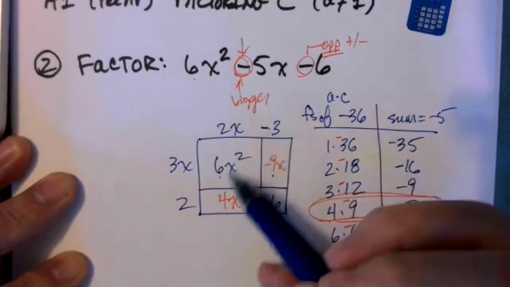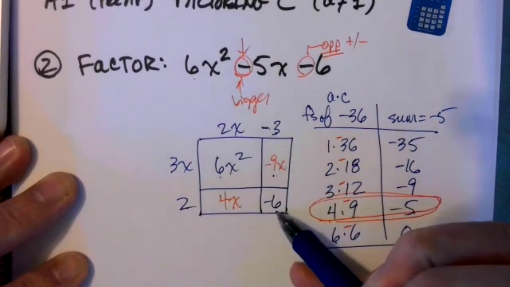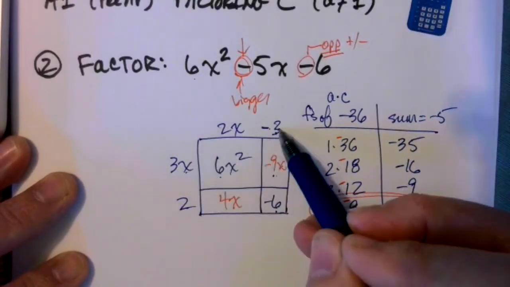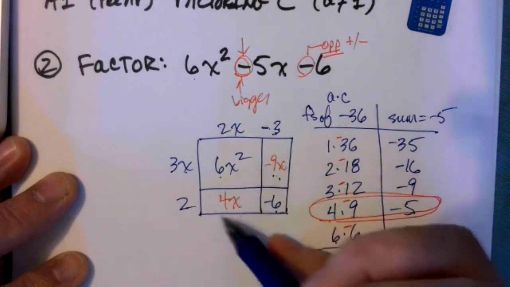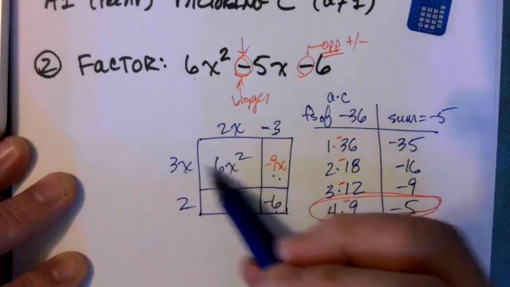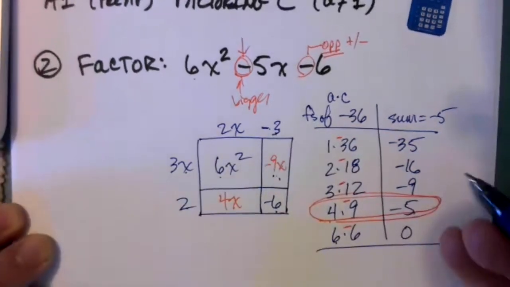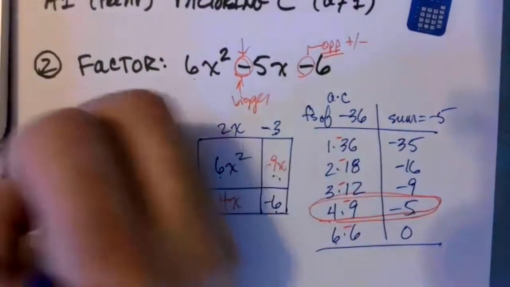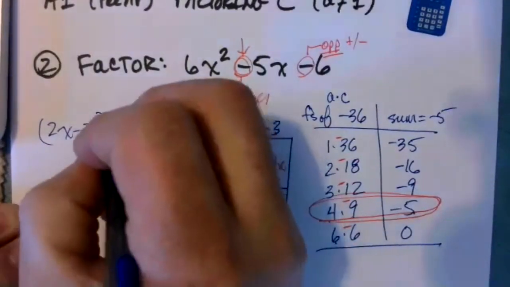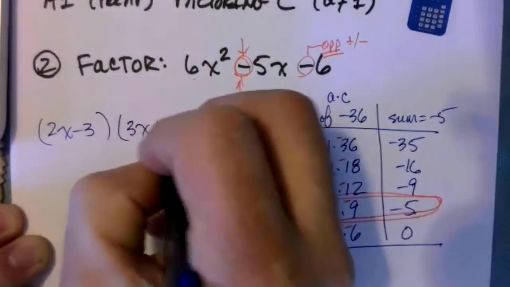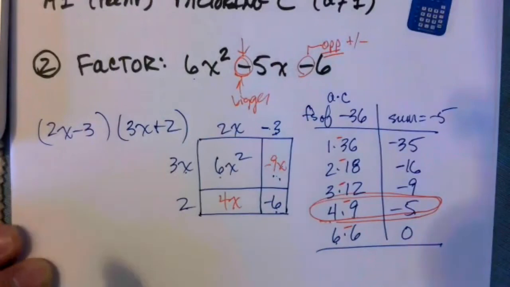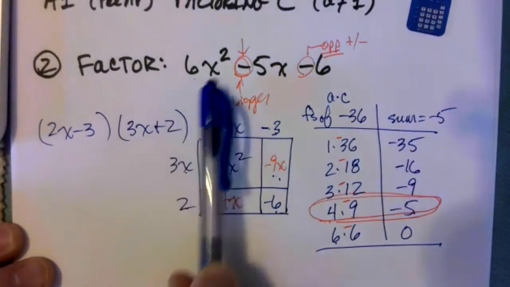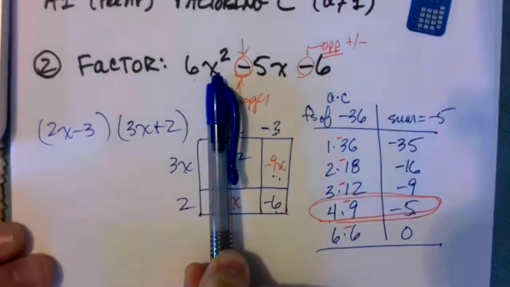Okay, so let's just double check a couple things. 2 times negative 3 is negative 6. 3x times negative 3 is the negative 9x. So this looks like it's working. All these little baby multiplications should work. So what we should have is 2x minus 3 times 3x plus 2. And we're just going to confirm that. I know the 2x times 3x will be 6x squared. That's why I picked those.